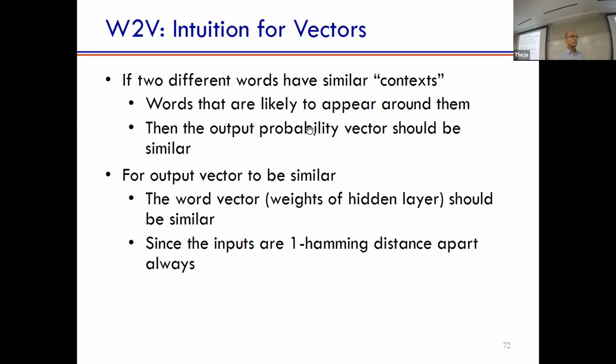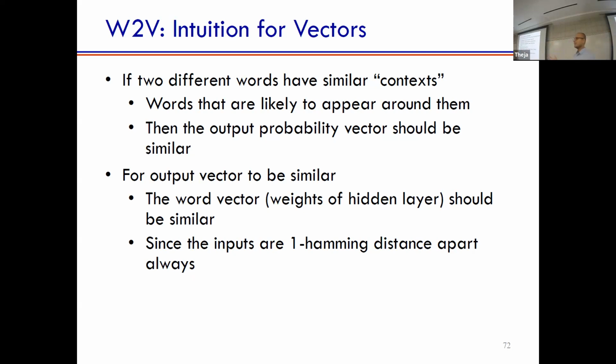Then the output probability vectors, or the output probability scores, or the output probability distribution should look similar. Red and brown should have almost the same probability distribution profile, probability mass function profile. Now you can reason back from there that if the output vectors are similar, right?